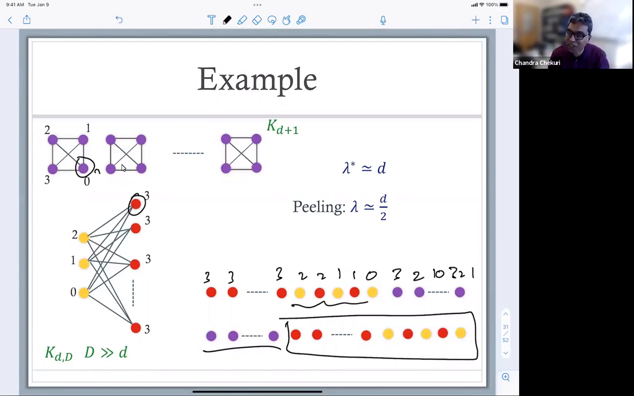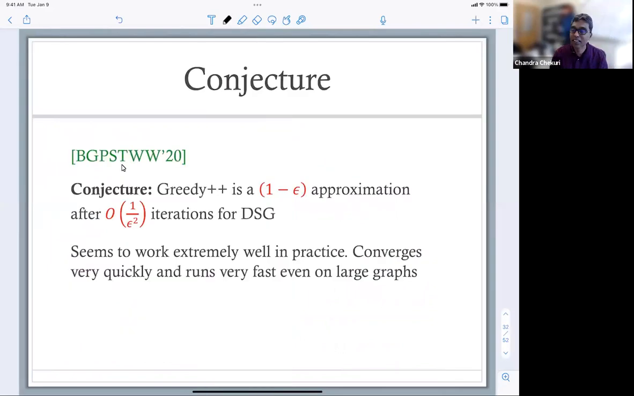Okay. Anyway, that's their algorithm, right? I didn't come up with the algorithm. They came up with the algorithm. And this is what attracted me to this, right? They say, oh, it seems right. And they conjectured the following very nice thing, that it will converge to a 1 minus epsilon approximation in only O of 1 over epsilon square iterations.